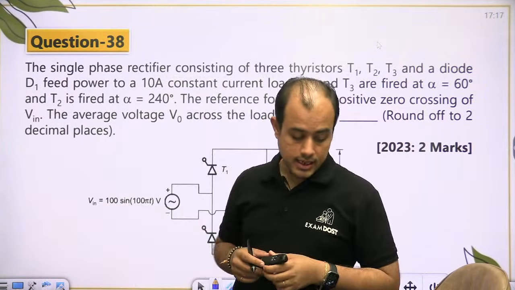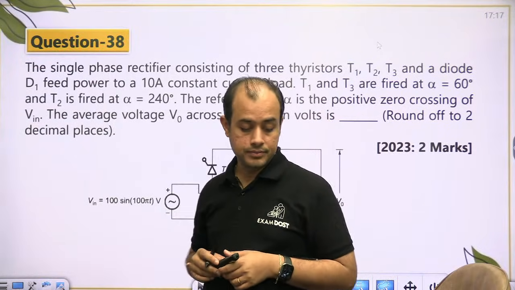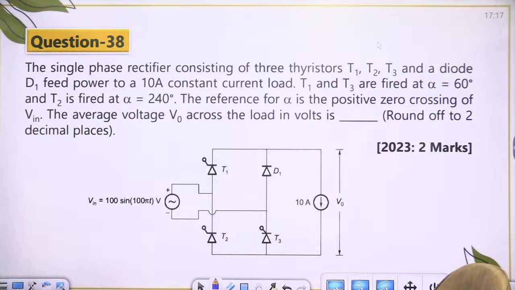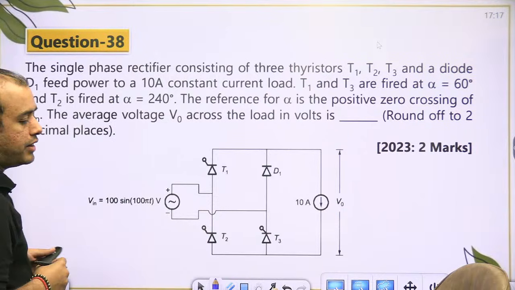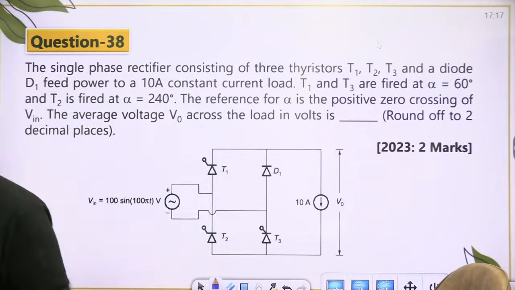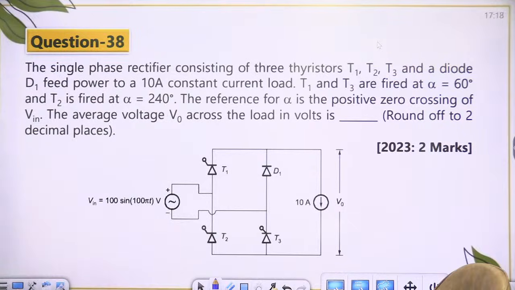चलिए, try the next one बेटा. मैंने आपको इसका एक शॉर्टकट बता रखा है. Now we have 3 thyristors, 1 diode. You need to tell me V0. I gave you a shortcut for this situation.